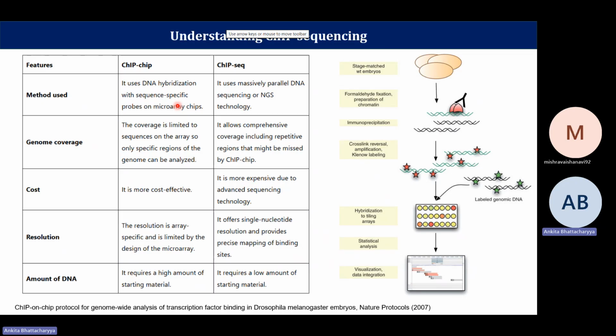And why is it low in the case of ChIP-seq? If you remember, we talked about template amplification strategies, all of which are able to increase the starting material by different methods. What you see on the right is an example of the chip-on-chip protocol, which was performed for Drosophila melanogaster embryos. After formaldehyde fixation, chromatin preparation, IP, cross-link reversal, amplification, and Klenow labeling, you hybridize it onto a tiled array, and you perform statistical analysis to visualize and integrate your data.